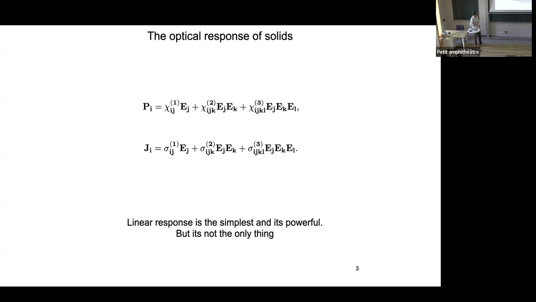But famously, for instance, the chi2 susceptibility is only allowed with this particular form when a system breaks inversion symmetry. So I'll mention that again in a different context. But these things, in addition to giving us dynamic information about materials, can be very important probes of symmetry.